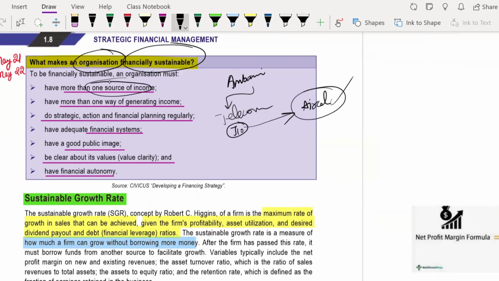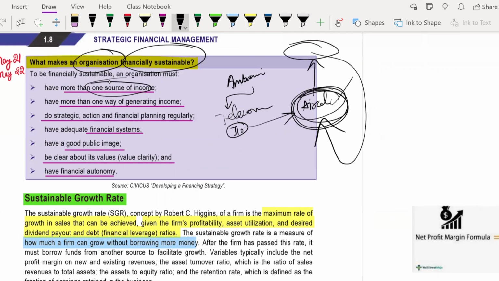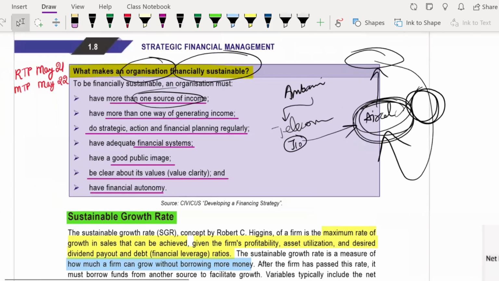Now if Aircel had one more source of generating income besides its main company, then even when Aircel was running into losses, they could have backed it with another source of money, if they had another business which was profitable to them. So it is very important that you have more than one source of income. That means you're getting income from your main business, and you have invested somewhere and you're getting income from that also. You must have more than one source of income and be able to generate more than one way of income.